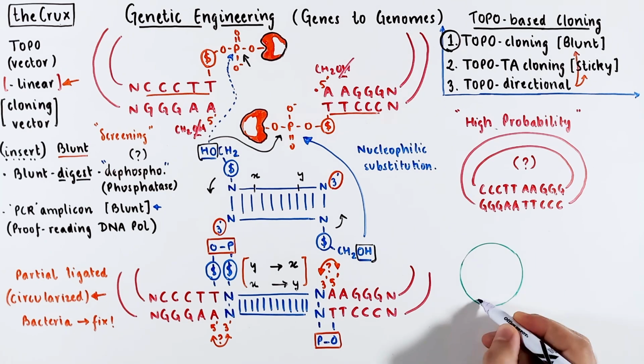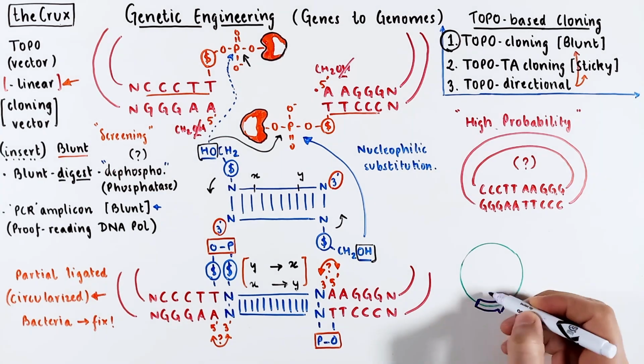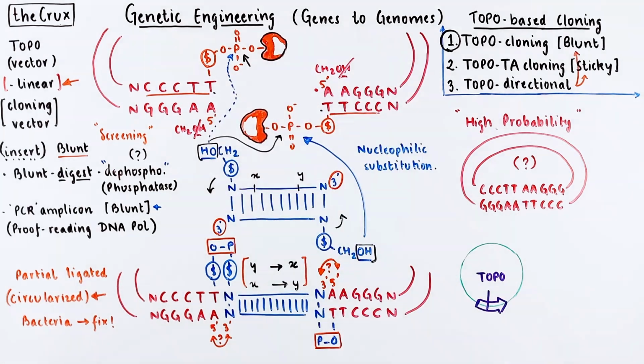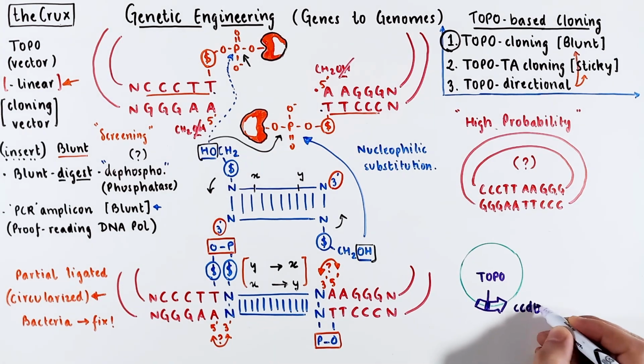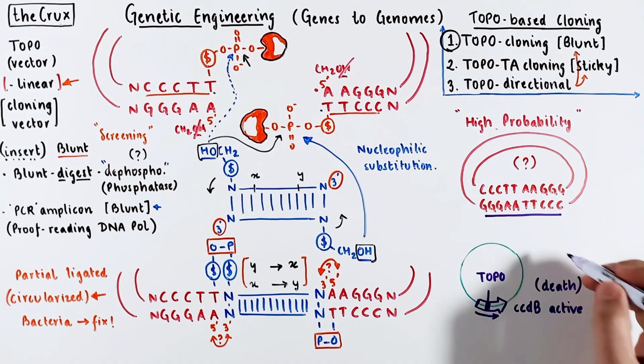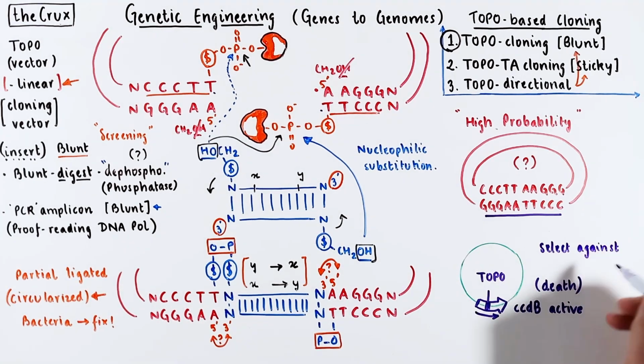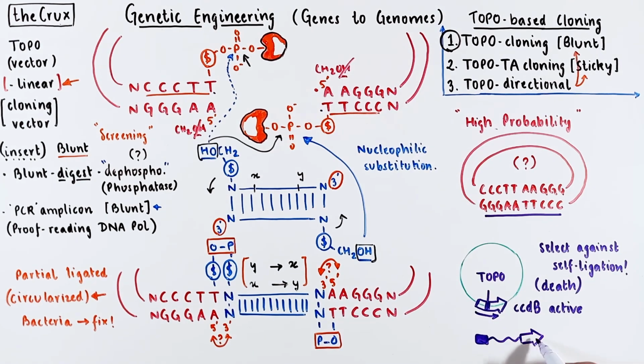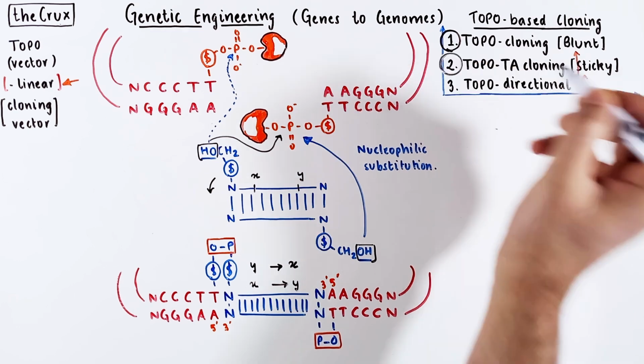The alternative, and this is the most widely used strategy, is to have the TOPO cloning sites in the middle of a gene called ccdB. If a vector closes itself, the gene is reconstructed and it becomes active. Once this self-ligated vector is inside the bacteria, the product of the active gene will kill the bacteria. Alternatively, if you have inserted a piece of DNA in the cloning site, then ccdB is inactive, and those bacteria will survive.